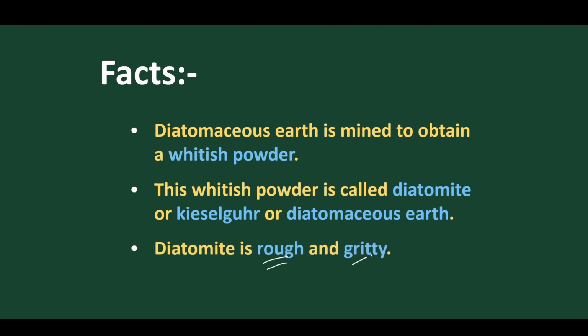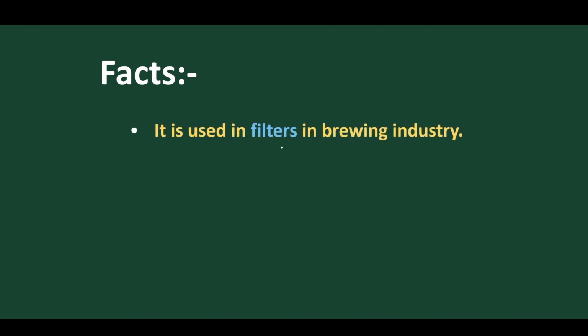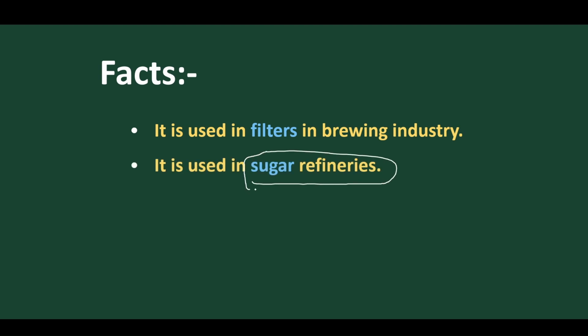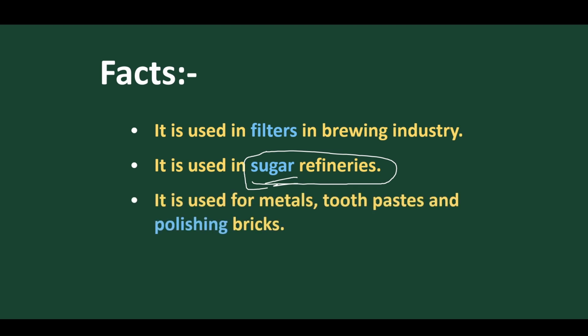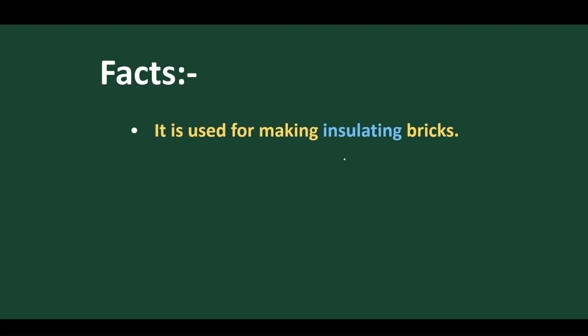They are very rough and gritty, and they are used as filters in brewing industries. In the brewing industry, in the alcoholic fermentation industry, these act as filters. It is also used in sugar industries, in sugar refineries, to filter sugars. It is also used to polish metals, in toothpaste and bricks, and these are also used as insulating bricks because these dolomites or diatomaceous earth are soundproof. As they are soundproof, they are used in insulating bricks, mostly in film halls or cinema halls.